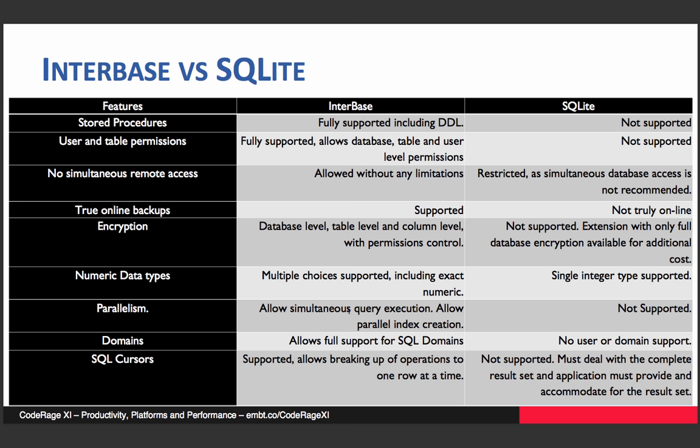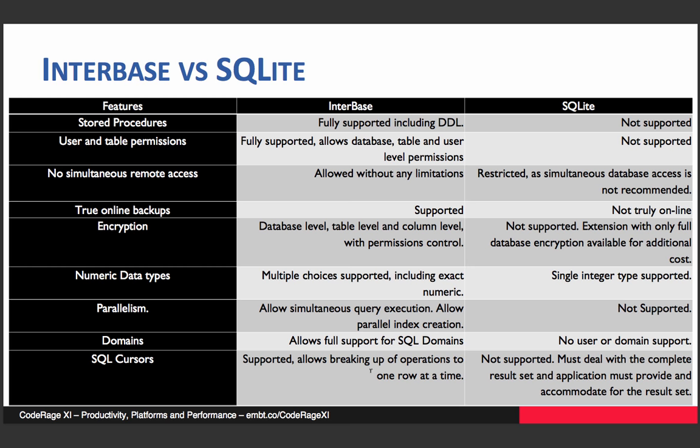Also, a lot of data types to choose from, where SQLite only supports a few data types. Real support for parallelism for query execution in parallel. Also, support for domains and SQL cursors that are not available in SQLite. So, as you can see, there is a huge difference between SQLite and InterBase, even on mobile. InterBase on mobile has all the features from the server edition. So it's really a database on your mobile application and not a text file.